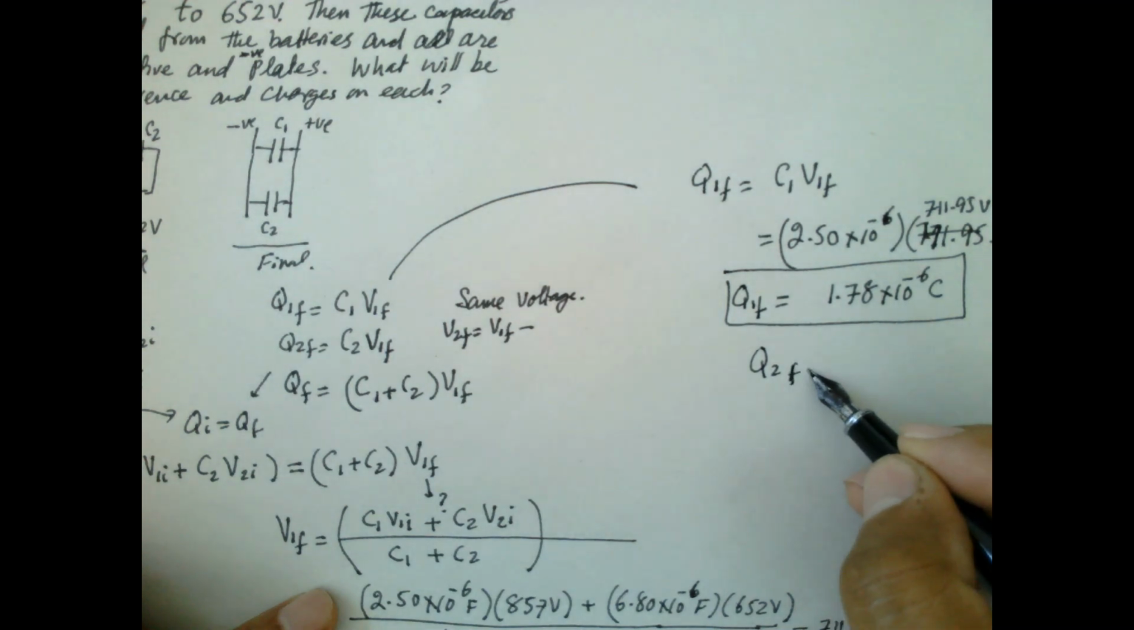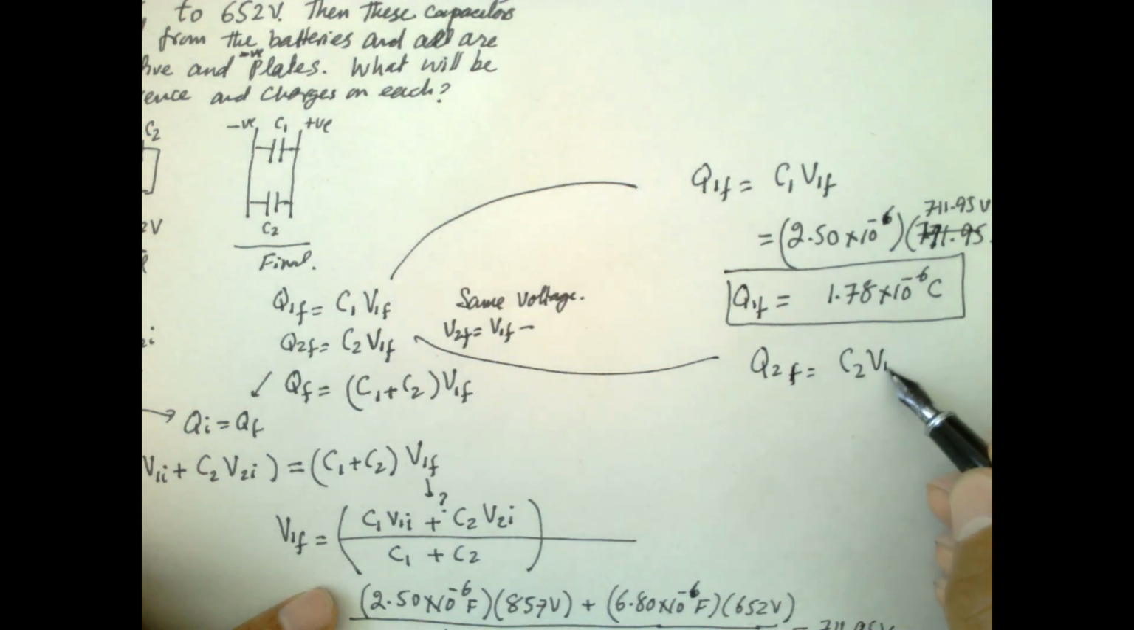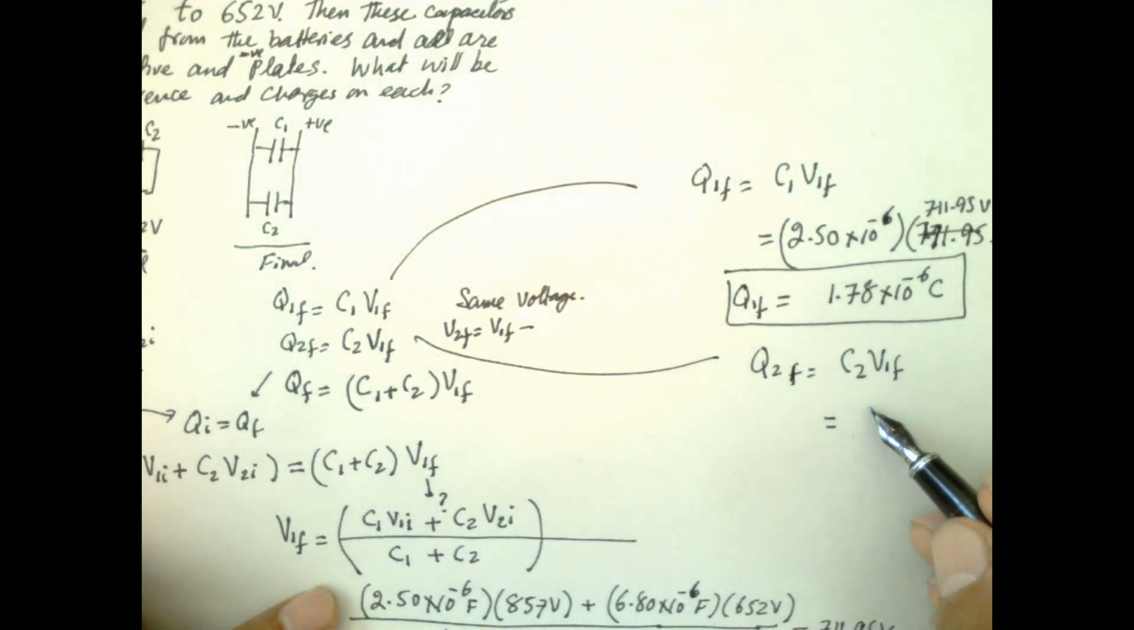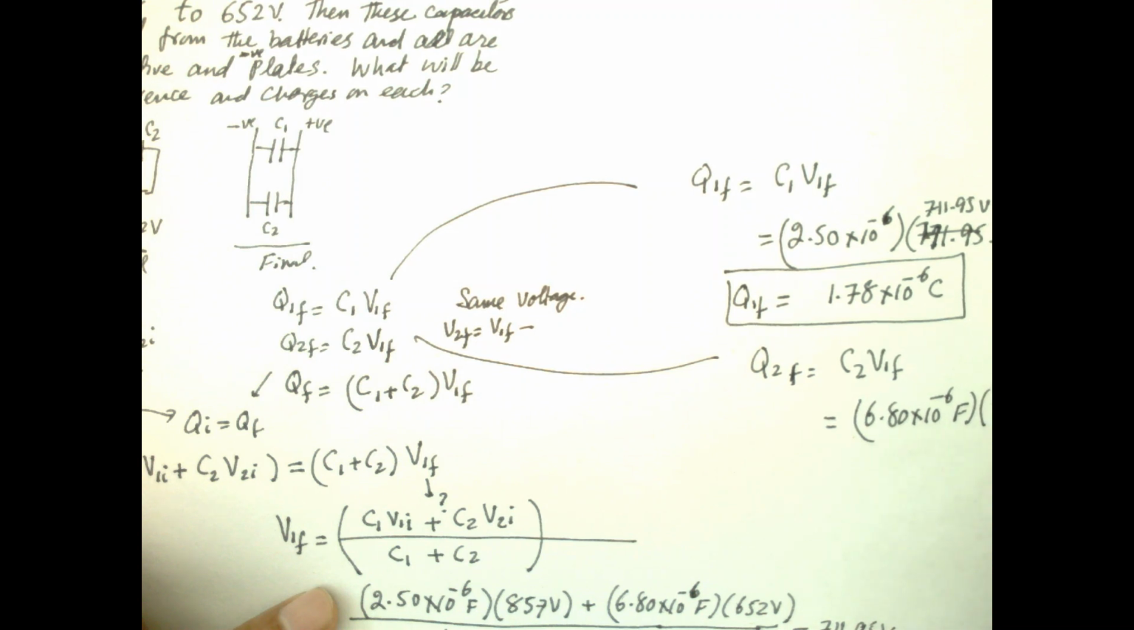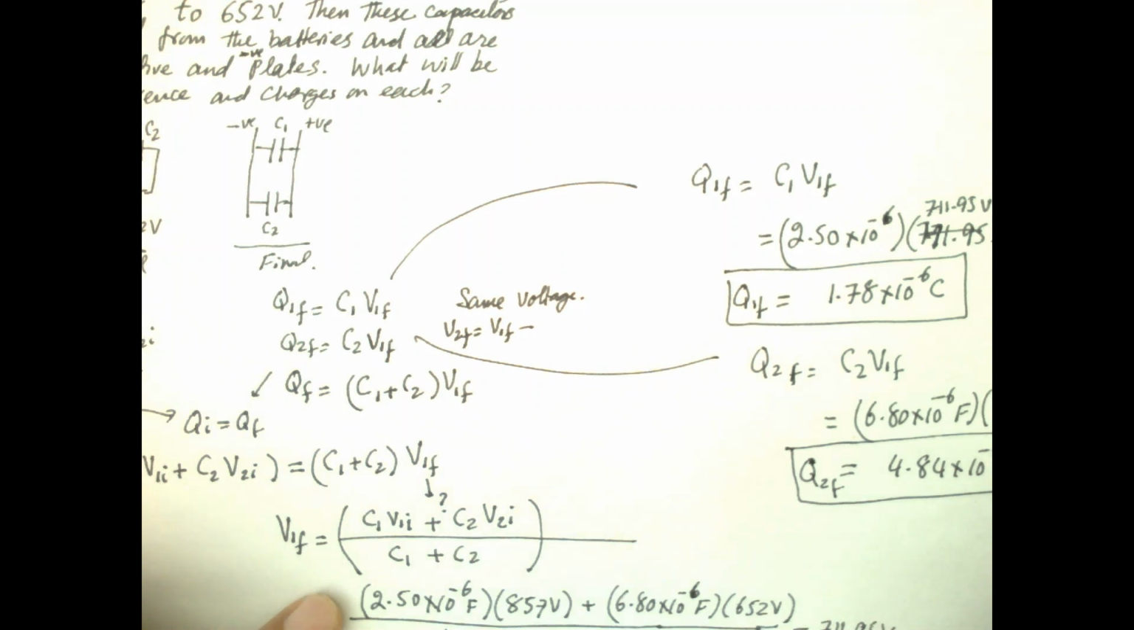Q2F is equal to C2 V1F. C2 is equal to 6.8 times 10 to the power minus 6 farad, multiplied by 711.95 volts, and this will give us 4.84 times 10 to the power minus 6 coulomb. This is Q2F, 4.84 microcoulomb. So these are the three answers.